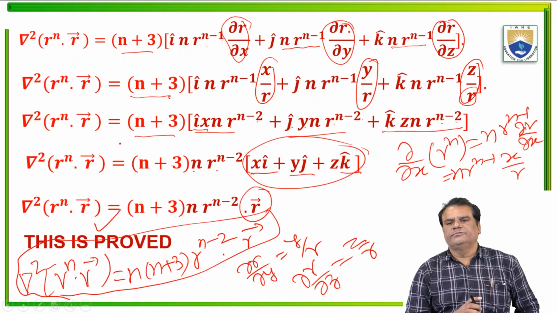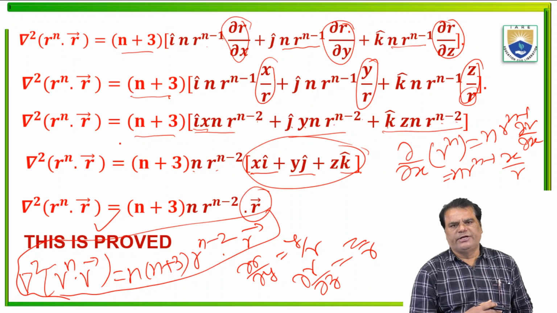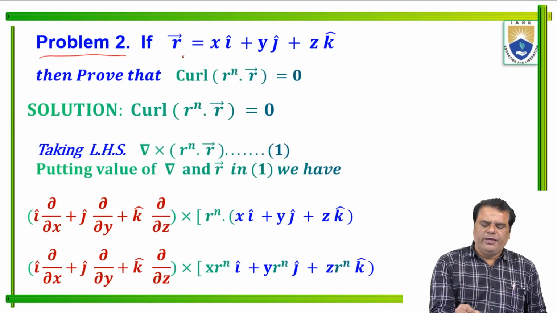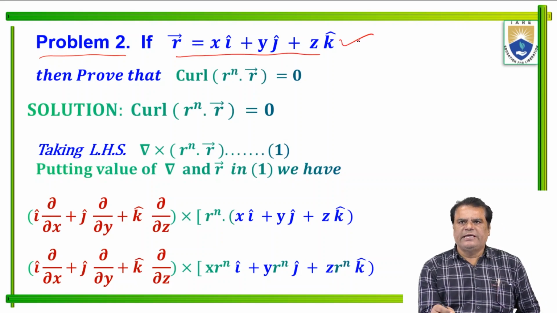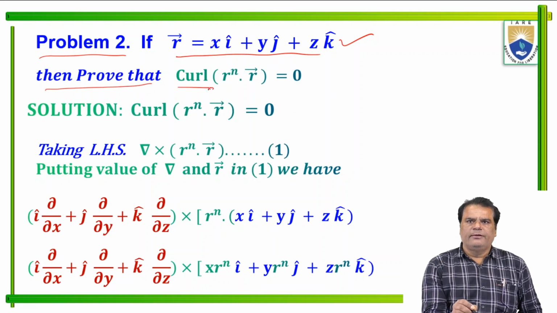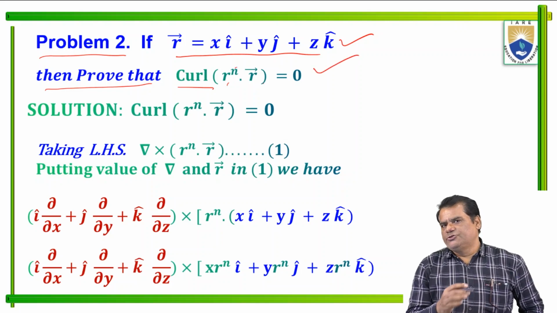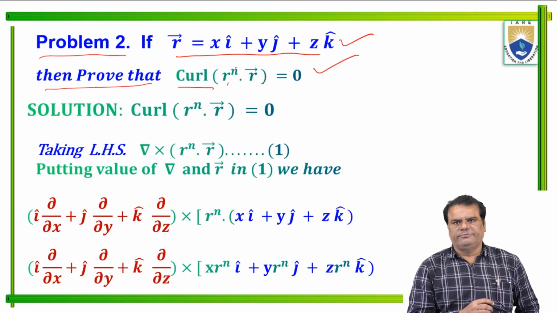This problem is very important and also very interesting. And now problem 2. If R is a position vector, this vector R is equal to xi plus yj plus zk, then prove that curl of R to the power n vector R must be equal to 0. This is also a very important problem for engineering classes.